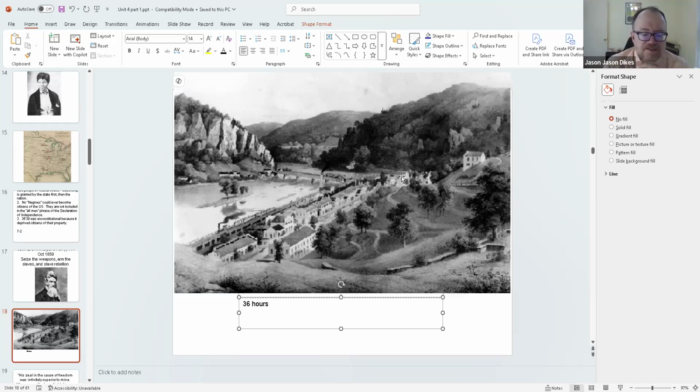And after 36 hours, some military students from a military institute led by Robert E. Lee stormed the building and took Brown prisoner. He was tried for treason and executed by the state of Virginia.